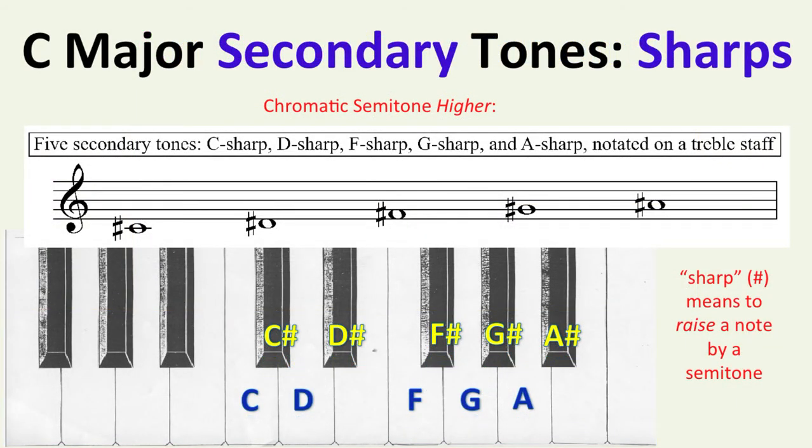Play the white keys C, D, F, G, A. Then immediately play the 5 black keys from left to right: C sharp, D sharp, F sharp, G sharp, A sharp. Here, the secondary tones have sharp names because they are derived by raising the natural tones 1 chromatic semitone. They retain the same letter of the alphabet as their associated primary tone.